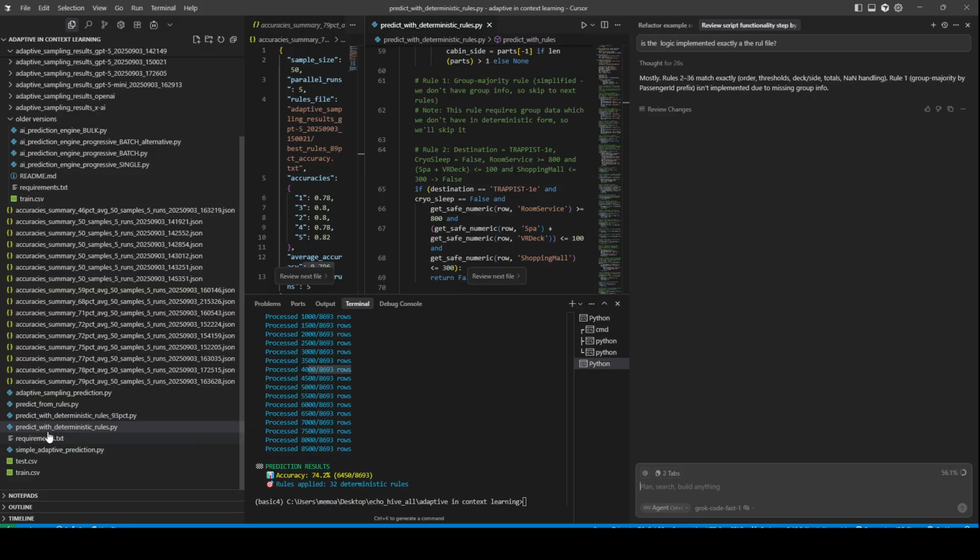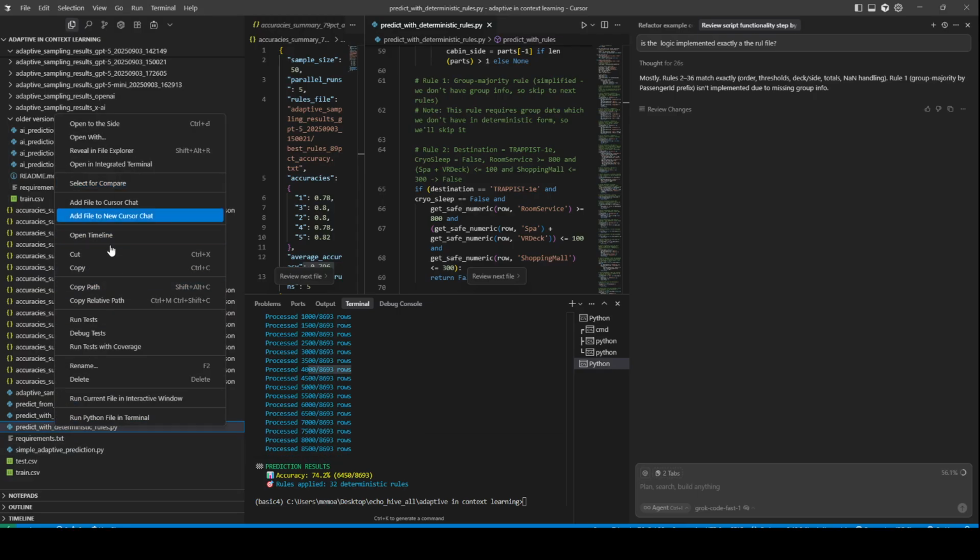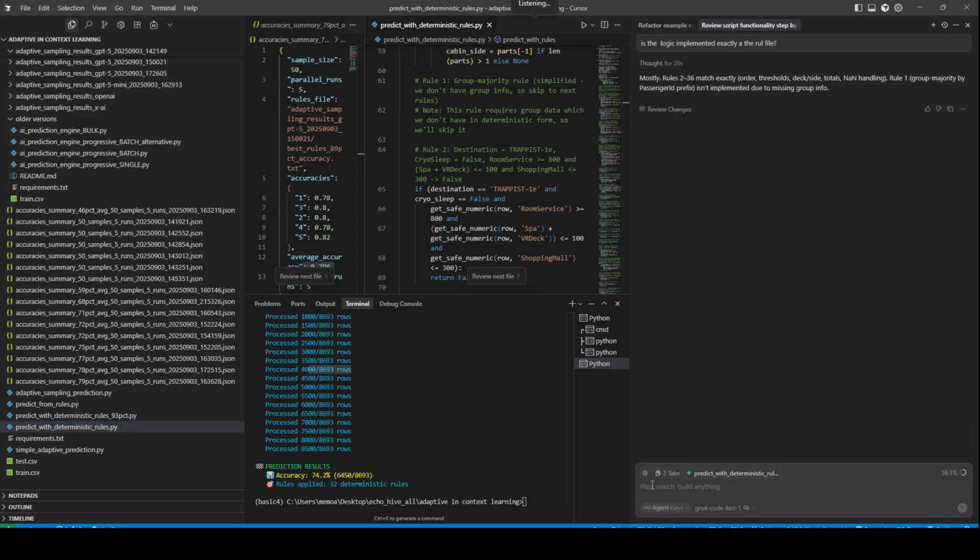And I'm going to make sure that I add this predict with determinism to Cursor. And I'm going to say, can you please write a new script, which is the exact same script as the predict with determinism rules .py, but this will actually predict the train.csv and create a submissions file, to submit to the Kaggle challenge. And all we need is really the IDs and the label as true, false.